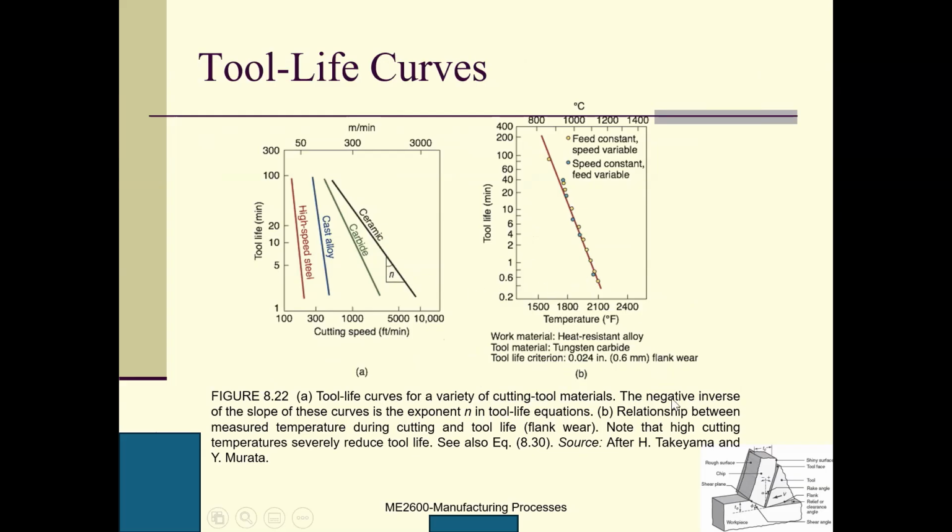For this one, it gives us the relationship between measured temperature during cutting and tool life. If the temperature is high, tool life is low. Why? Because at higher temperature, it is much easier for the tool material to be worn out, to be worn off either on the flank surface or on the workpiece. We know that at higher temperature, the material becomes softer.